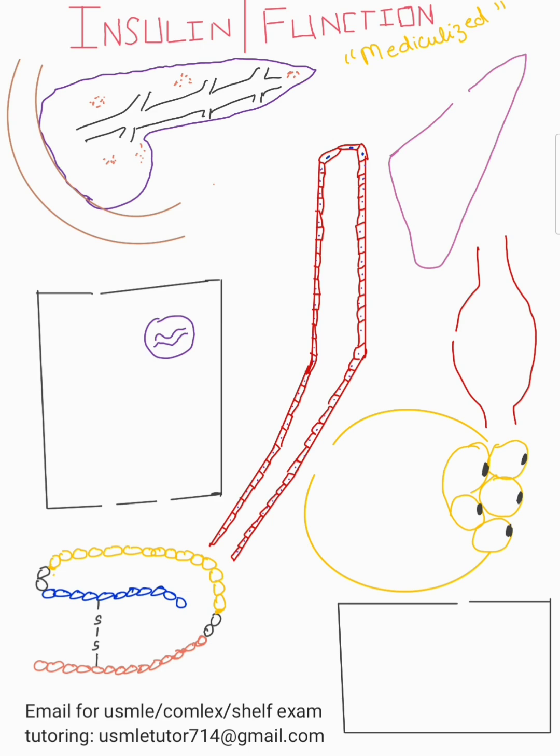First, we need to know where insulin is released from. It is released from the pancreas, and this is the organ that I drew here. The pancreas is very close to the duodenum, so the secretions of the pancreas actually go into the duodenum to digest the food that a person eats. Now, the pancreas is of two types: the exocrine pancreas and the endocrine pancreas.